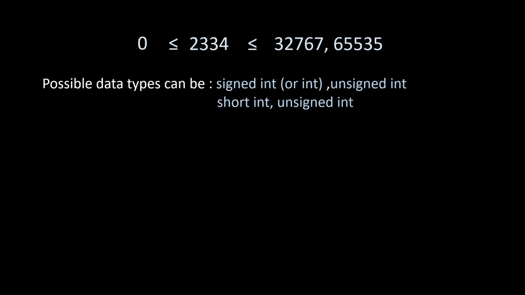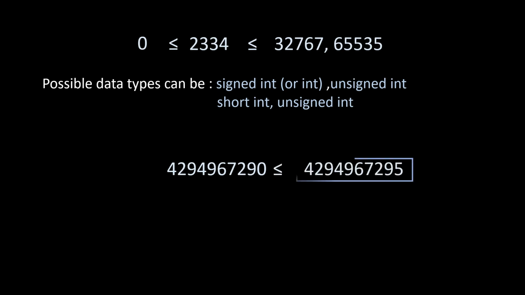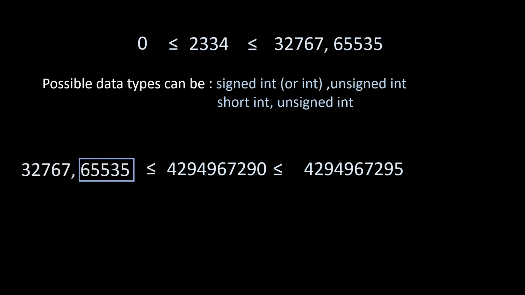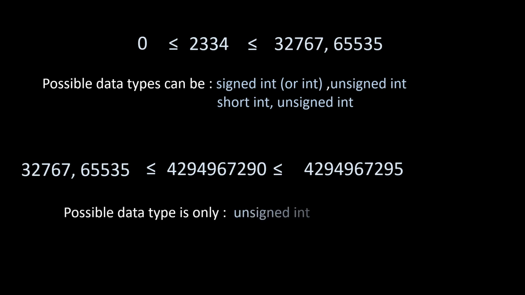Now let's consider another example. Suppose that we have been given another number 4294967290 which is less than 4294967295 and greater than 65535 and also greater than 32767. Now again, the question is, what are the possible data types for storing this kind of number? The answer is only unsigned integer.